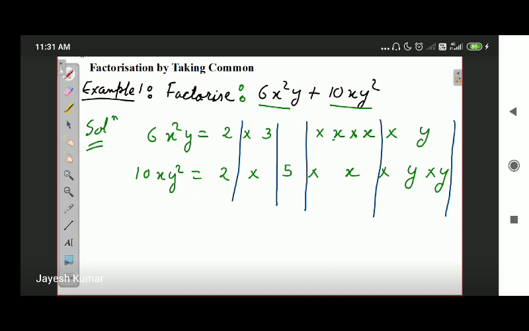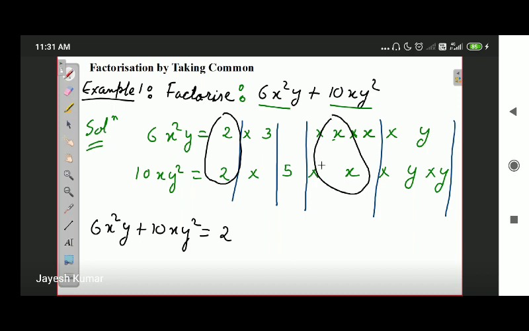So what we do is we try to find out the HCF. Something like we are finding out the HCF. So we will see what is common to both the groups. So we'll write it as 6x square y plus 10xy square. What is common to both the groups? So 2 is present in both the expansions. So I will write 2 outside. 3 is not present. 5 is not present. Then out of x, we have 1 x present in both the expansions, and 1 y is present.